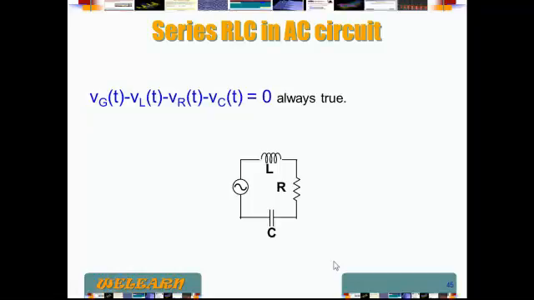Let's consider now a circuit where we have all three: a resistor, a capacitor, and an inductor connected to an AC source. Now, one thing that's comforting is Kirchhoff's voltage rule is always true. That's for any instant at any time: the voltage across the generator minus the voltage across the inductor minus the voltage across the resistor minus the voltage across the capacitor is equal to 0. That's always true.